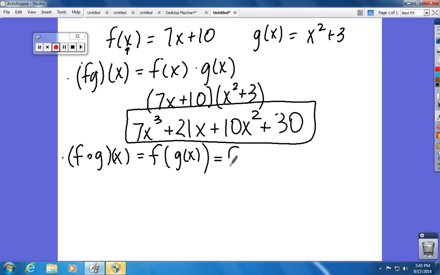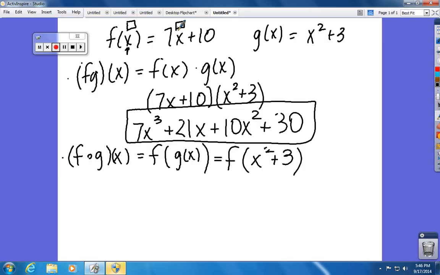So I'm going to go ahead and rewrite this as f of x squared plus 3, because g of x is x squared plus 3. So now, like I said, this is our input. So we're going to put this everywhere that there is an x in f of x. And that gets a little confusing because this is also an x. But you could almost think of this as an empty box. And whatever's in those parentheses, we're going to put in that box.